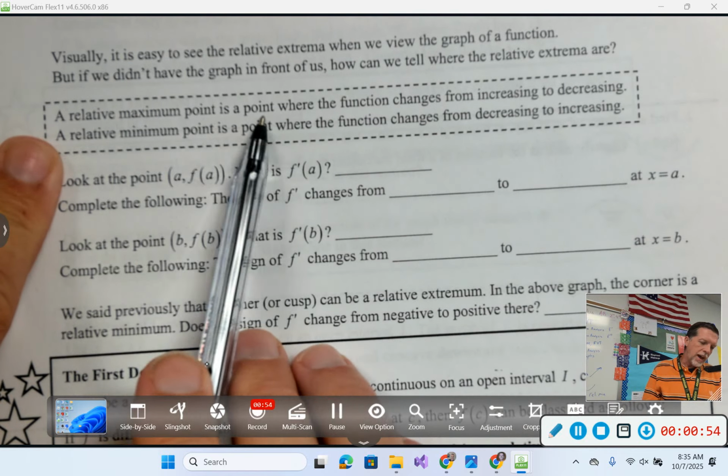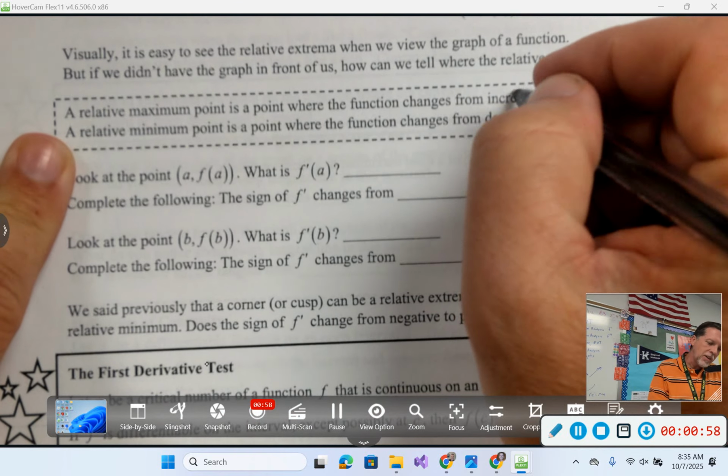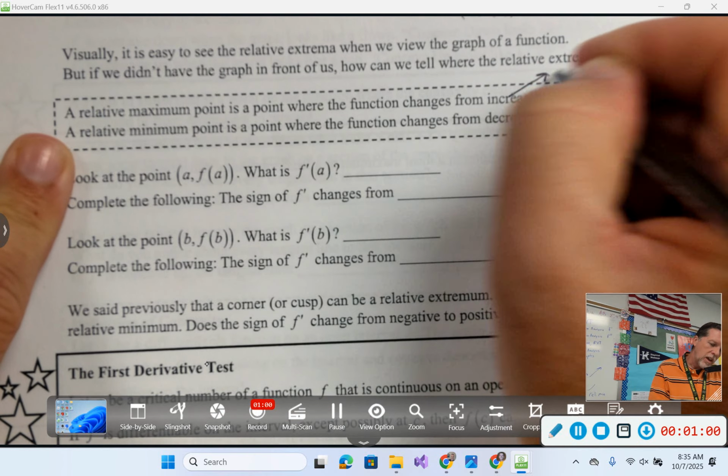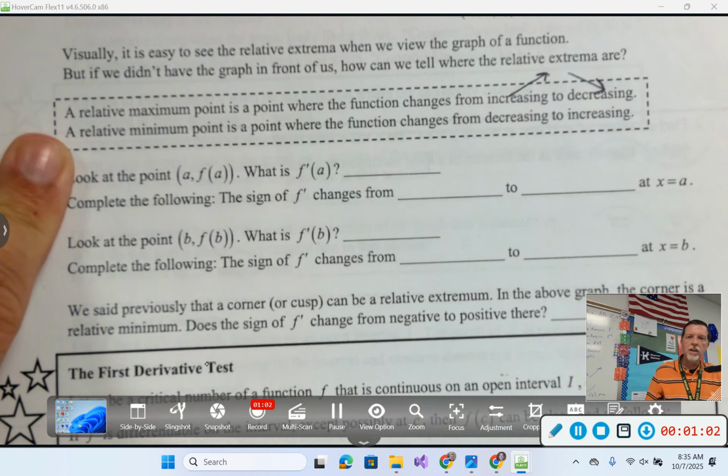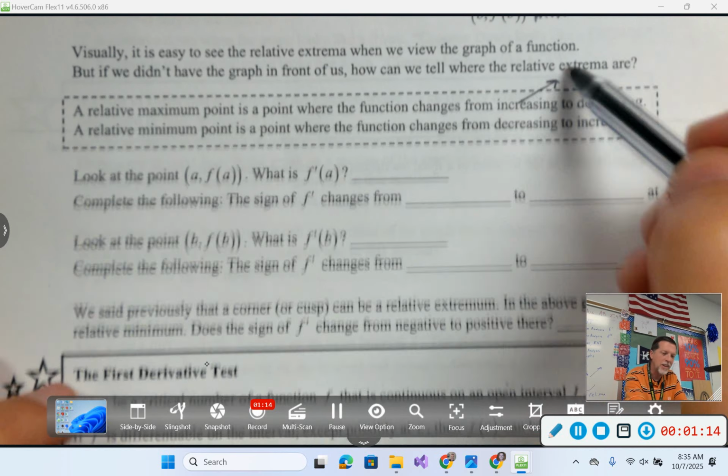A relative max is a point where the function changes from increasing to decreasing. Well, yeah, that makes sense. If you're climbing a hill and all of a sudden you change from going up the hill to down the hill, well, then you know that was the top of the hill.